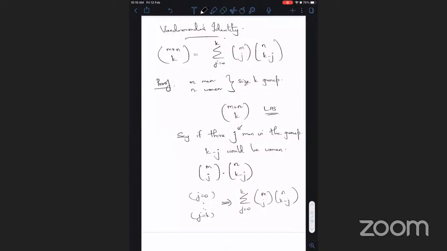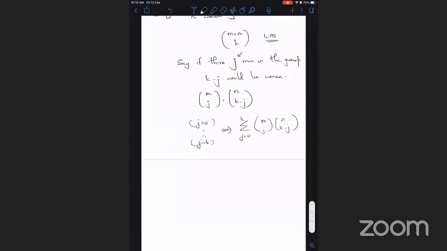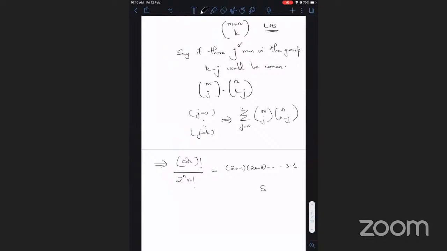Okay. So that's Vandermonde's identity. And I would like to give a homework here, which is to prove this using a proof technique, the proof technique that we just saw. Okay, so this would be a homework.